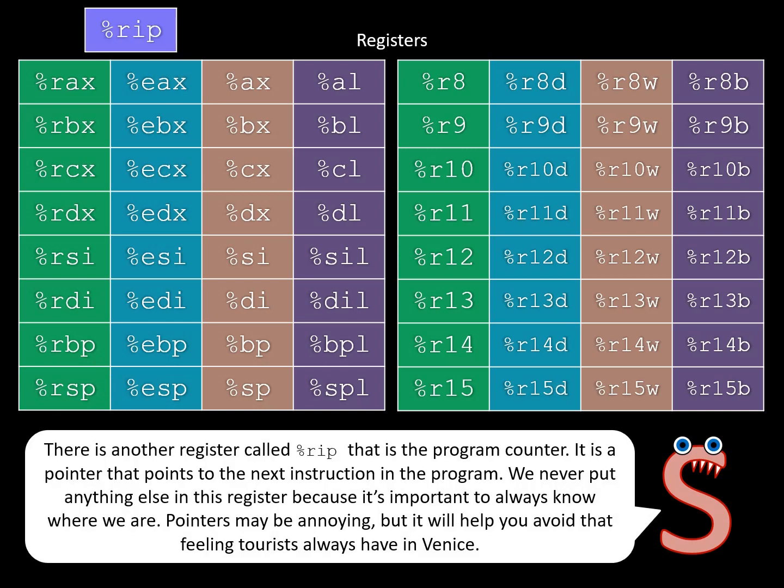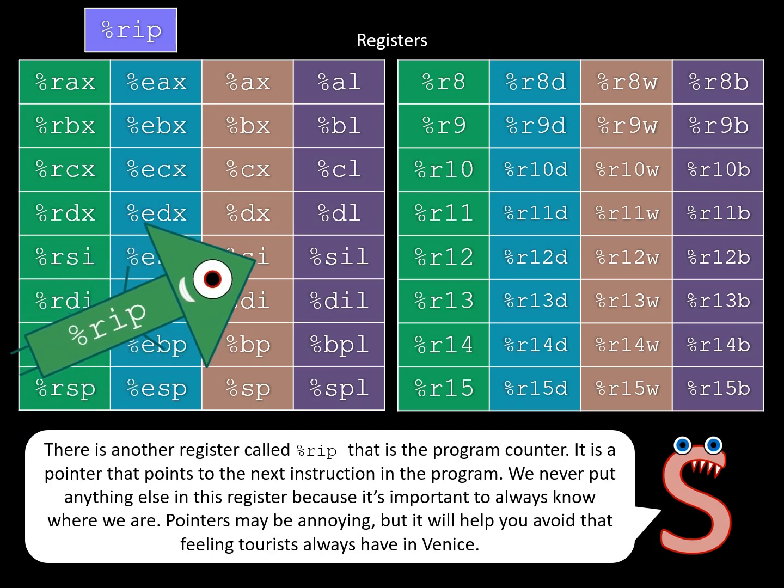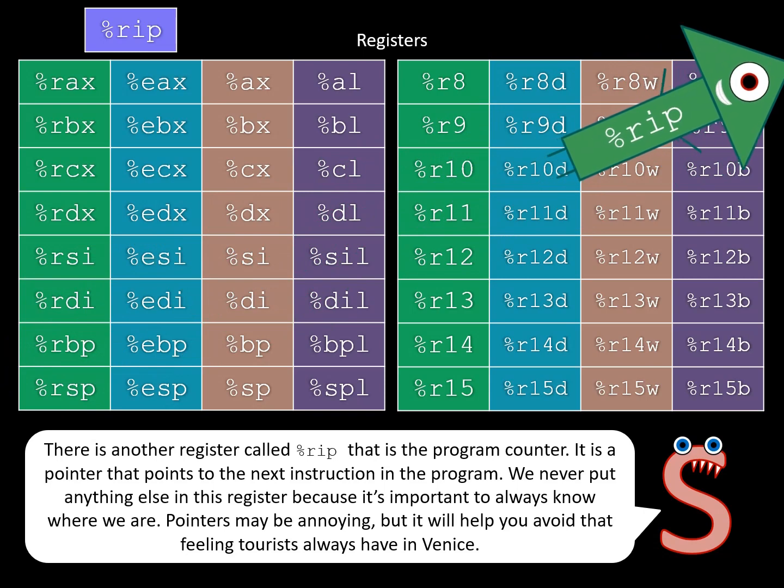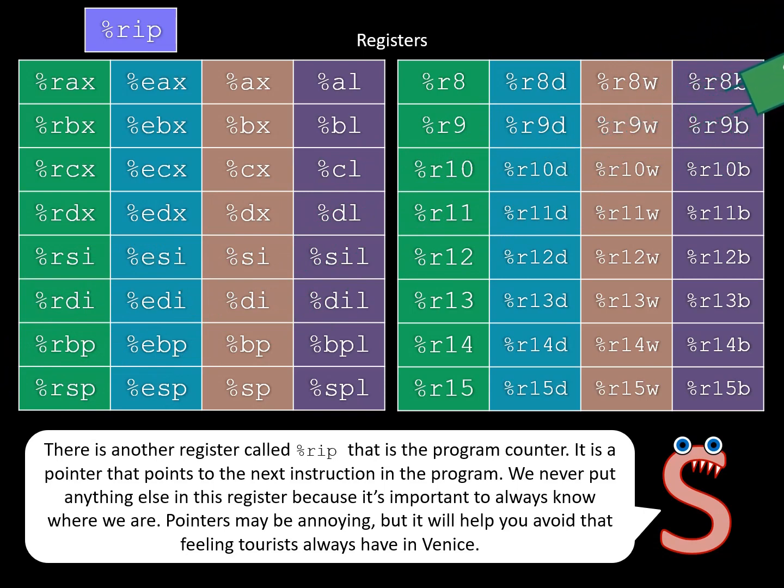There is another register called %RIP. That is the program counter. It is a pointer that points to the next instruction in the program. We never put anything else in this register because it's important to always know where we are. Pointers may be annoying, but it will help you avoid that feeling tourists always have in Venice.